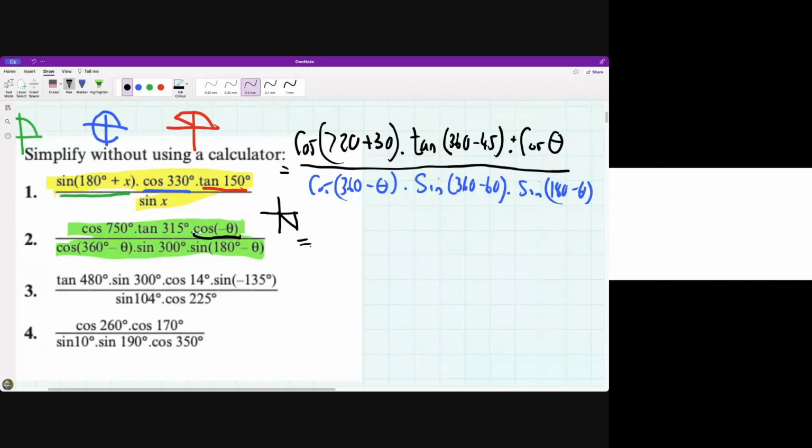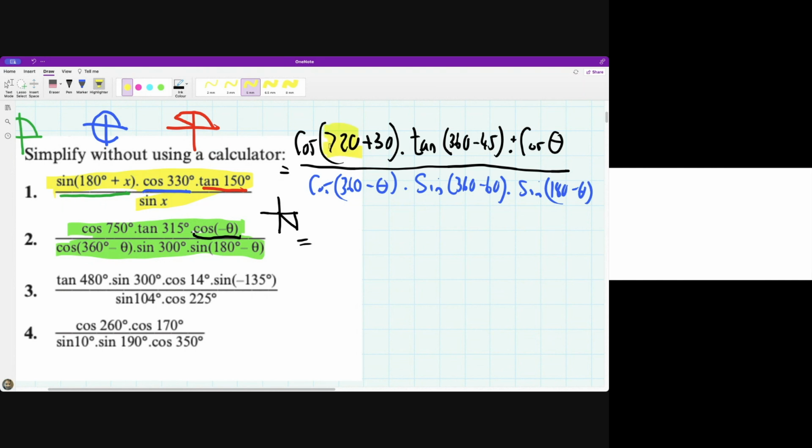How is it going so far? Pop your hand up or just type something in the chat if you need some help. What I was doing is I was rewriting some of these angles. Let me narrate a little bit what I'm doing. So I took 750 and I said 750 is really big. In order to make life more manageable, I'm going to write it as 720 plus 30.